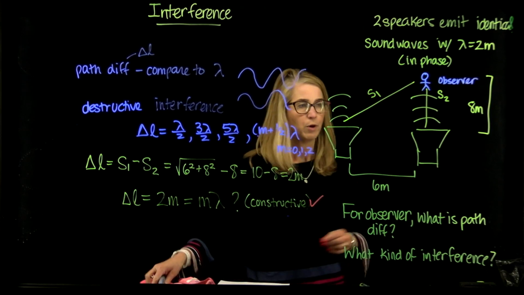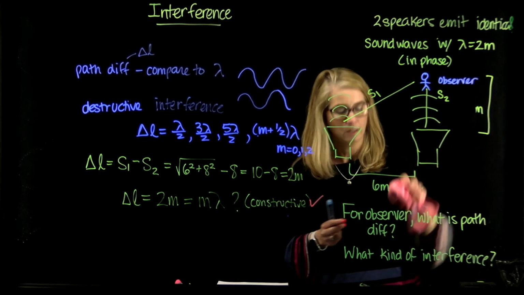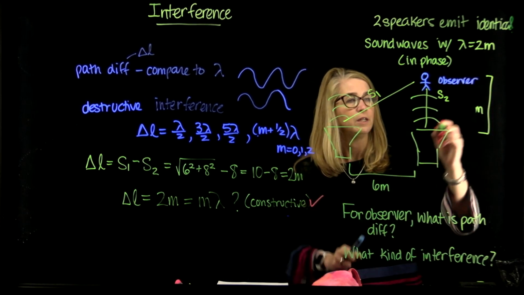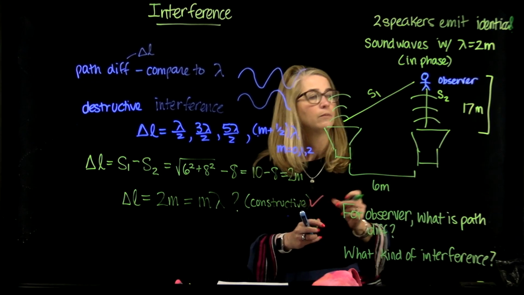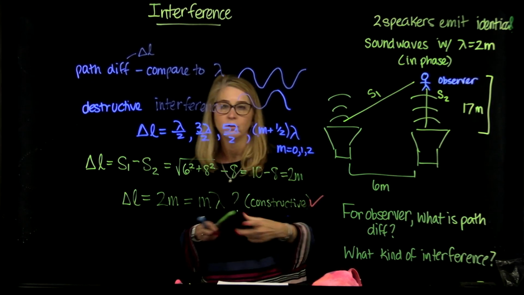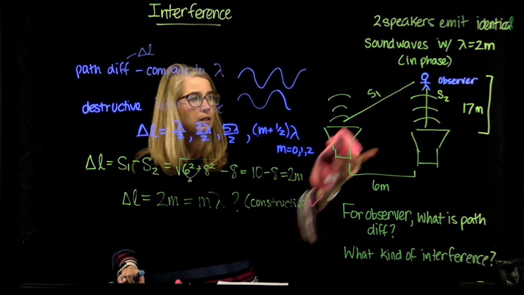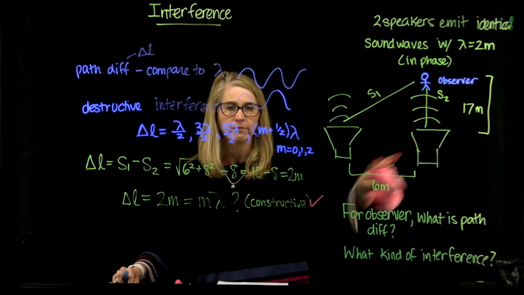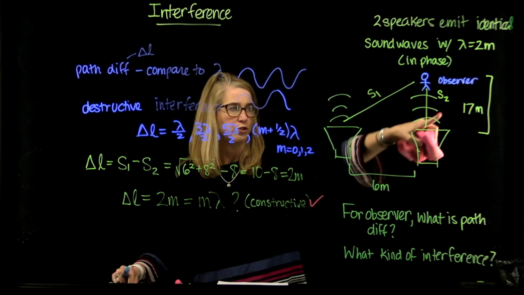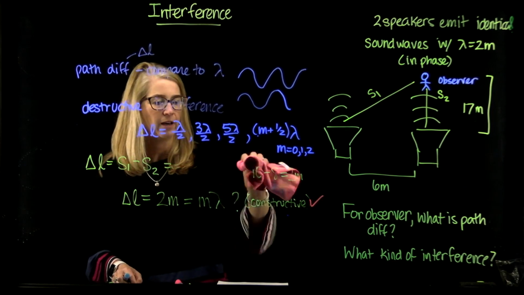Now, in the next part of this problem, we simply are going to change this distance from 8 meters to 17 meters. And so now we want to see what is the situation if this guy has walked up further. Again, we have no real scale here. We're just changing that distance. We still want to look at the difference in the path length.